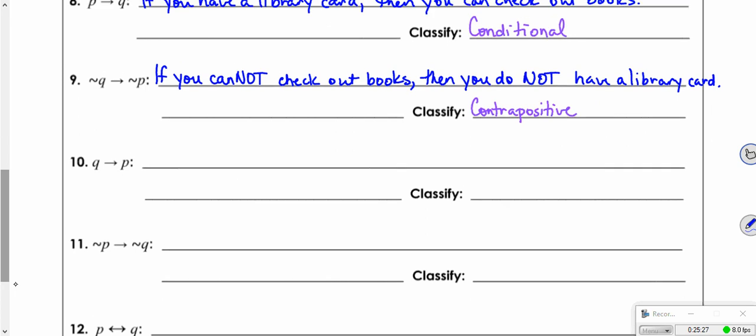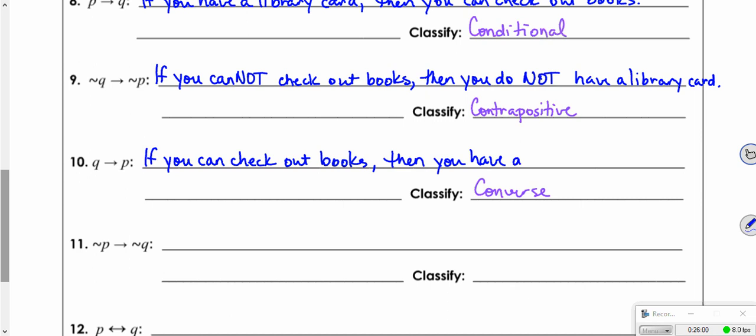Next one, Q to P is the converse. Okay, if we are just flip-flopping the hypothesis and conclusion, that is the converse statement. So if you can check out books, then you have a library card.